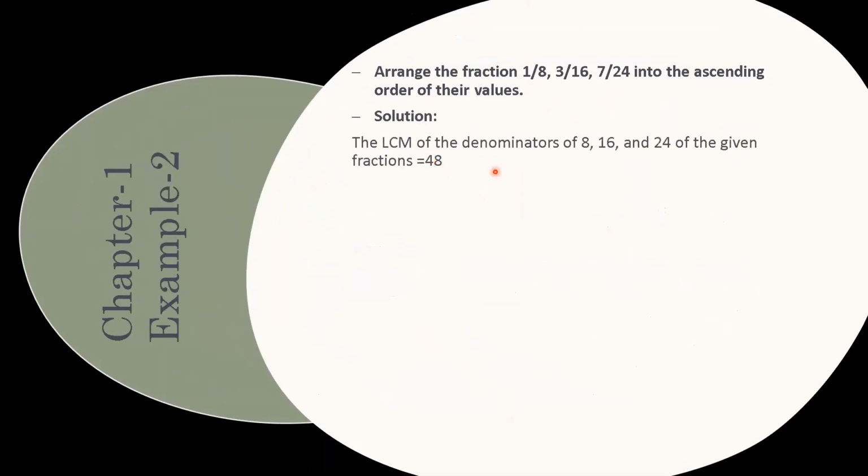The LCM of the denominators 8, 16 and 24 of the given fractions equals 48. Again I am saying, the LCM of the denominators 8, 16 and 24 of the given fractions equals 48. Now the first fraction, 1 divided by 8, equals as 48 divided by 6. That means 48 is the LCM and this 8 is the denominator. If we divide, we will get 6. And this 6 we will multiply with the numerator and the denominator also. So this is the process, my dear.